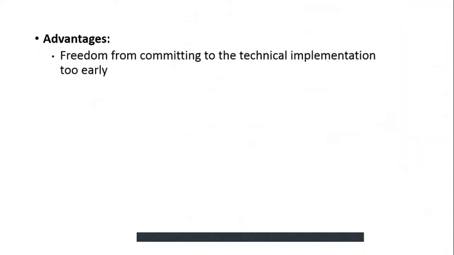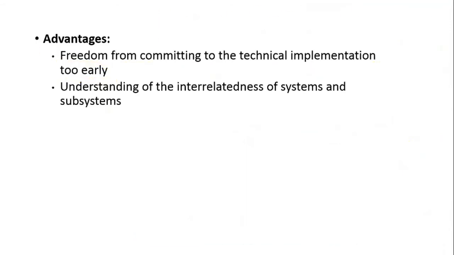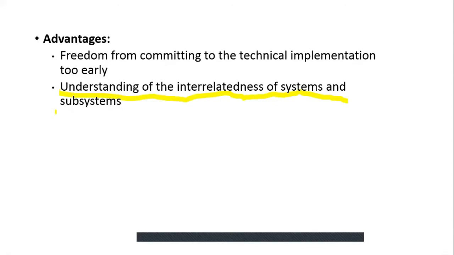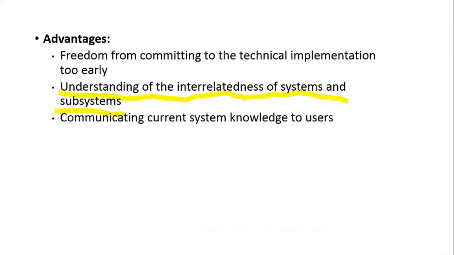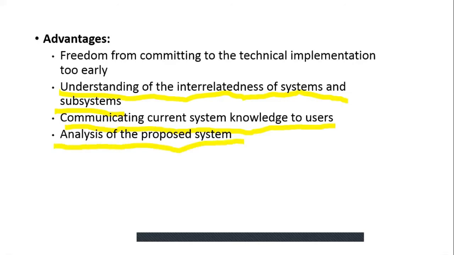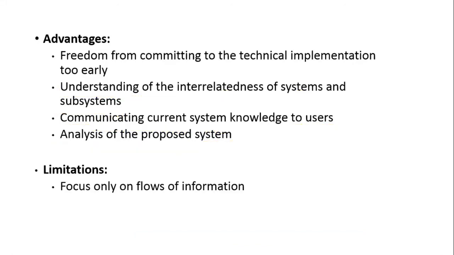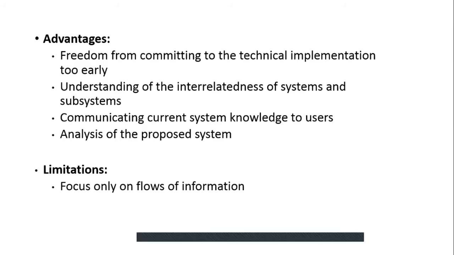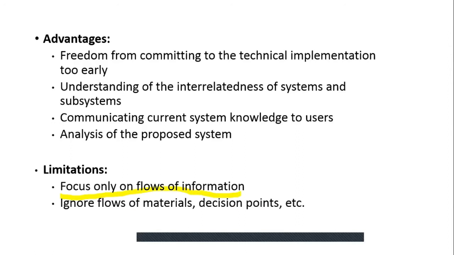The first advantage is that it gives freedom from committing to the technical implementation too early. So if we omit the technical details, then understanding the interrelatedness of systems and subsystems becomes easy. As a result, it becomes easy to communicate current system knowledge to the users, and also the analysis of the proposed system becomes easy. Now, limitations. This DFD focuses only on flows of information, so no technical details are considered. It ignores flow of materials, decision points, and several conditions that we consider in the flowchart and other methods that are suitable for engineers.